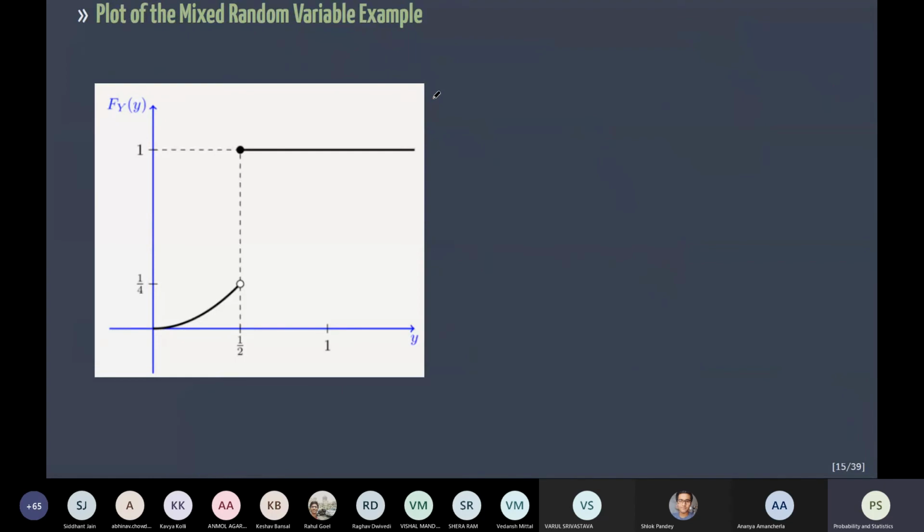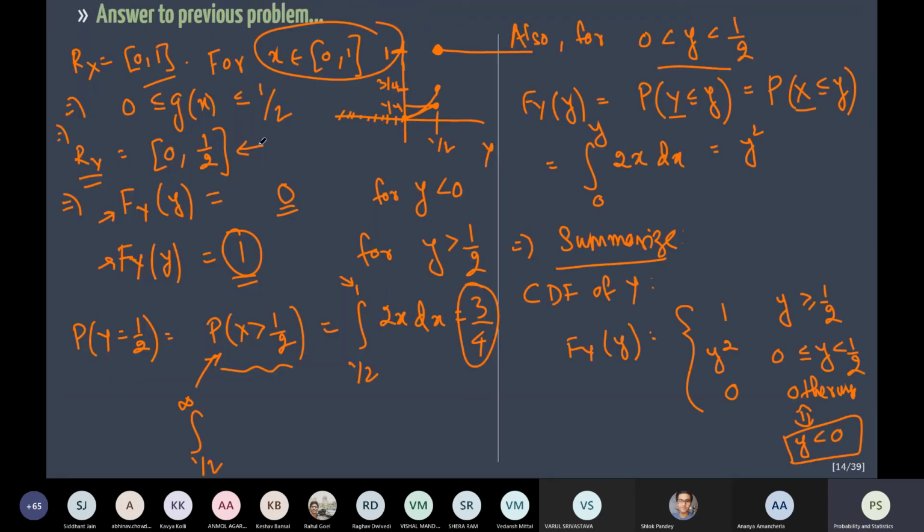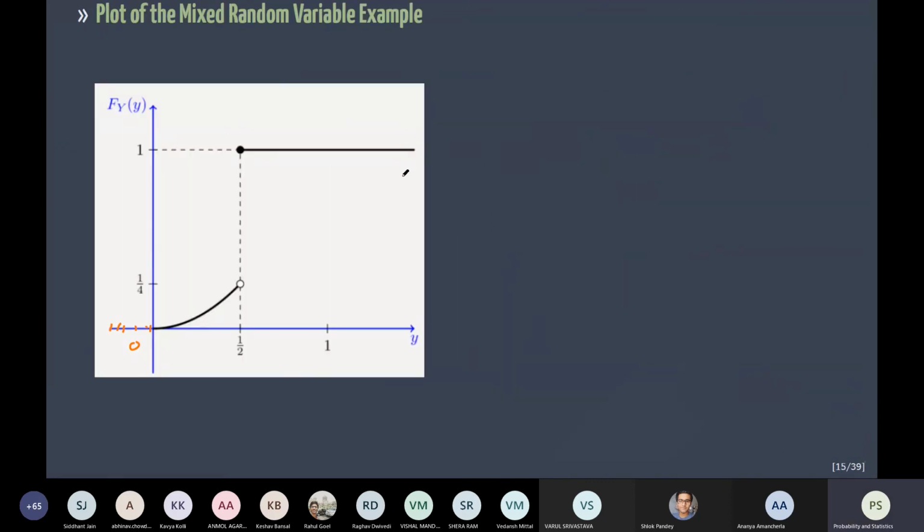Do I have excess space here? Yeah, so I have plotted this here actually. So let us analyze this, what happened, right? So this guy is 0, right? So that's what we need. For y less than 0 it is 0. For y greater than half it is 1.